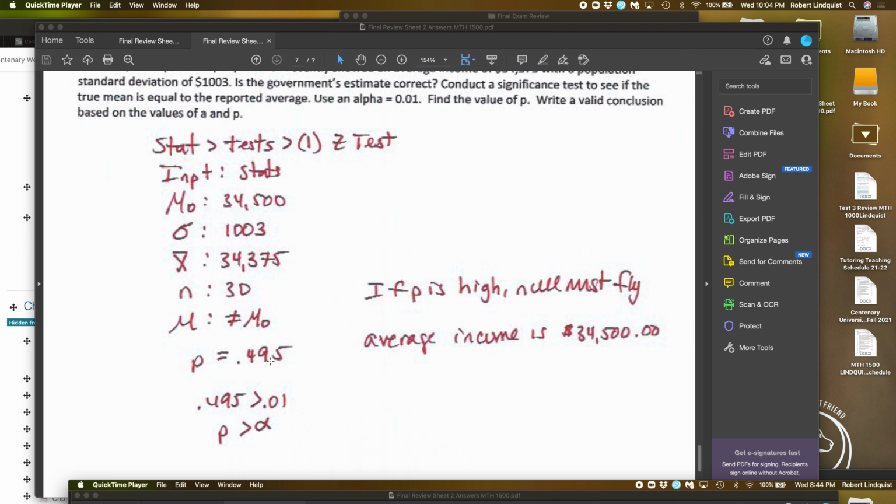P works out to be 0.495. That's a lot bigger than 0.01. If p is high, the null must fly. The average income is 34,500.